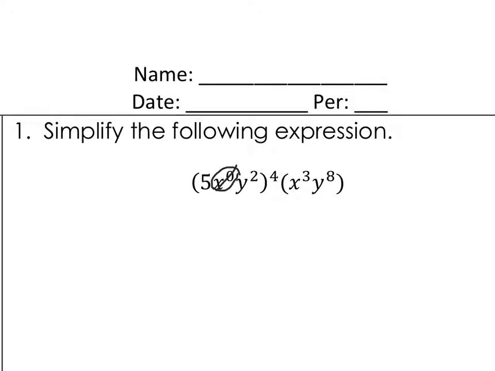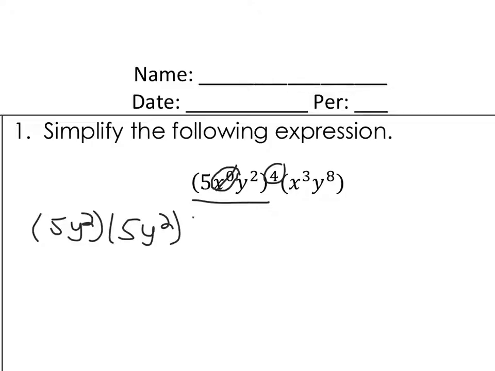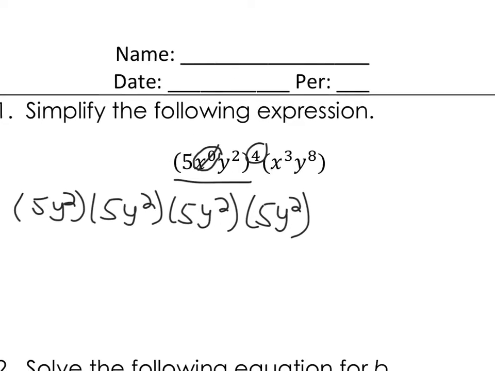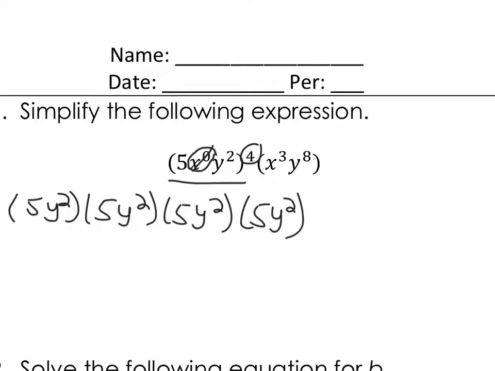Everything in the parentheses here, we're going to rewrite 4 times, because all of that is being multiplied by itself 4 times. So we still have the 5 and the y to the 2nd, and we're going to rewrite that 4 times. So there's 2, 3, and 4. After this, I'm going to do product rule, because that one's not a very hard one to remember. All you're going to do is add the exponents. So I'm going to basically rewrite x to the 3rd, y to the 8th.